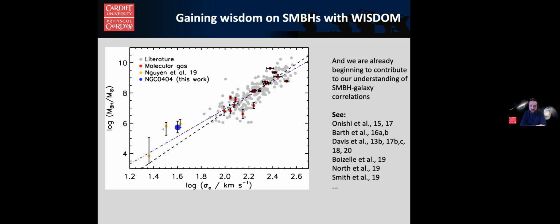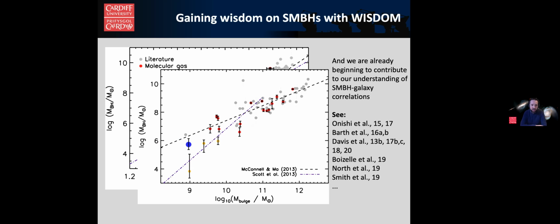So there's 18 measurements on here, including some that are in prep from our team. And you can see we're really starting to probe black holes along the whole range of the M-sigma relation, right from NGC 404 that I showed you at very low masses, right the way up to the very most massive black holes above 10 to the 9 solar masses. So we can really start to sample these.